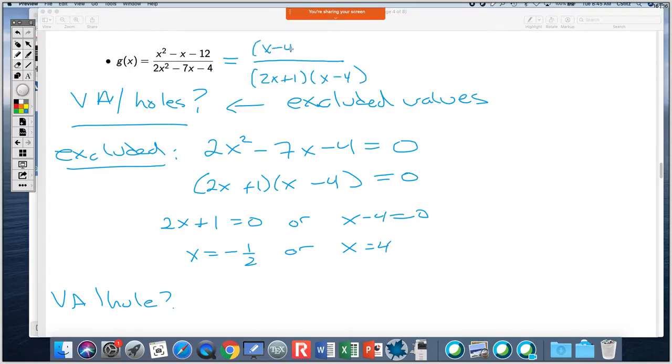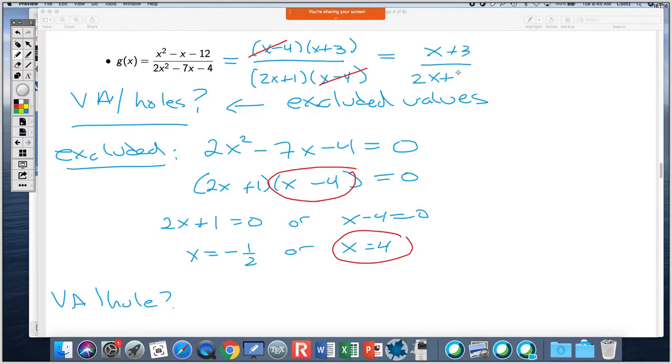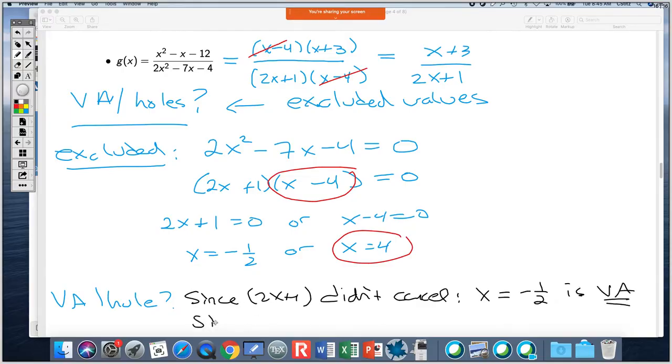Factoring the numerator. And you can see, sure enough, we've got a common factor. So this is the factor that cancels out. All right. So since the 2x plus 1 didn't cancel out, the graph isn't going to get smoothed over there. We expect to get a vertical asymptote at x is negative 1/2. Since x minus 4 did cancel, we're going to have a hole at 4 comma something.